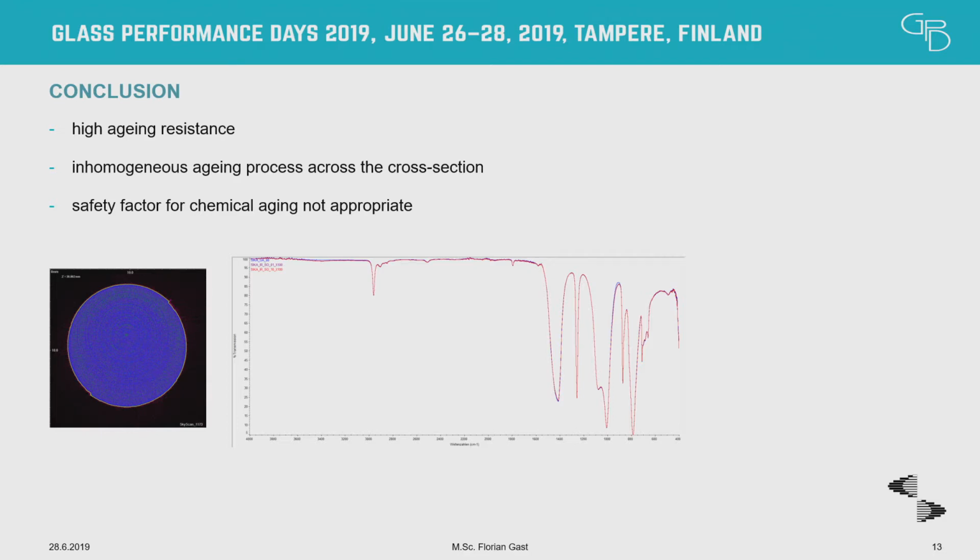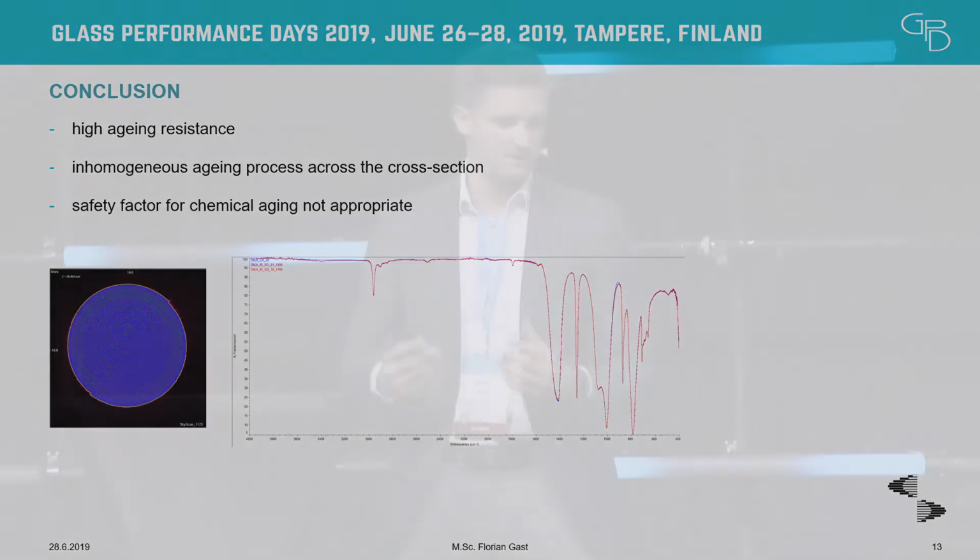And what I also saw with the higher concentration sulfur solution is that the aging is not homogeneous over the cross section, but it's more in the edge area. And maybe if you have a safety factor for that, it doesn't make so much sense because it's dependent on the cross section. If you have a big cross section, the influence is a lot lower, and maybe you have a safety factor too high.